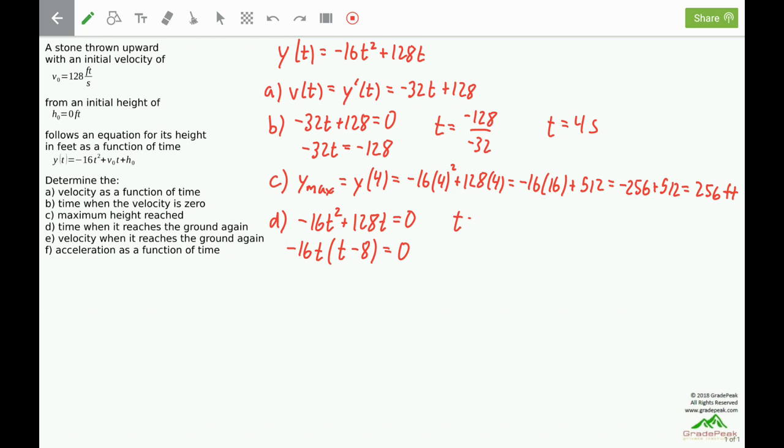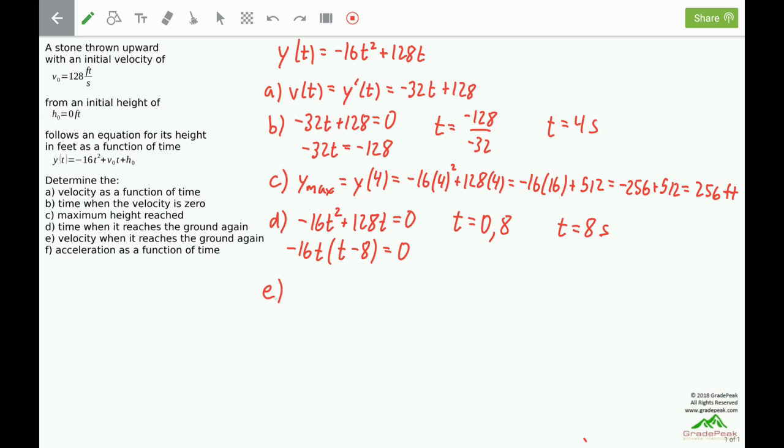So we have two solutions here, t equals 0 as well as t equals 8. The t equals 0 was the initial time that the stone was at the ground. We want the later time, that'll be the t equals 8. That's when it reaches the ground again. So t equals 8 seconds.